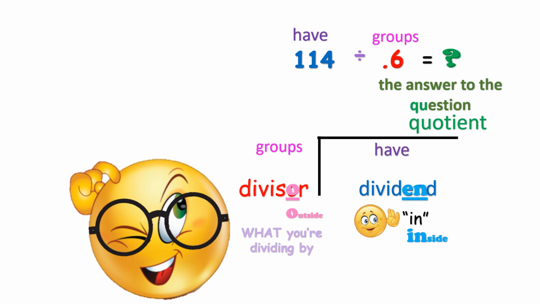So once I know what all those parts are, then I also know how to set up my math problem. What I have is going to be my dividend. If it's in a number sentence, it's my first number that is my dividend inside the box. My groupings, what's on the outside, is my second number. It is my divisor. And then I know that what I'm trying to solve for, the answer to my question, is going to be my quotient.